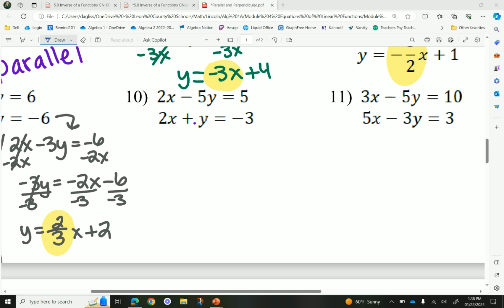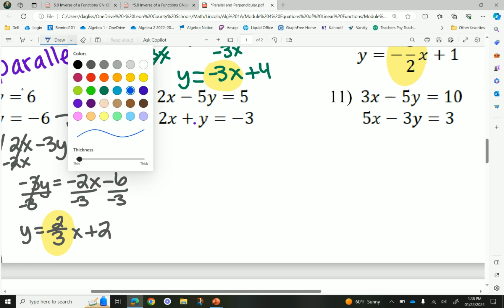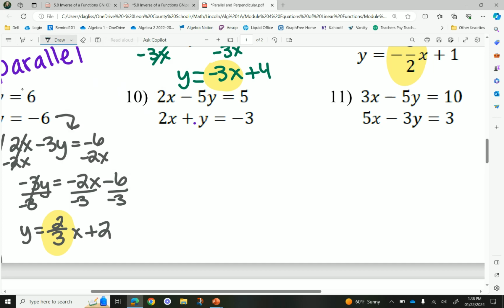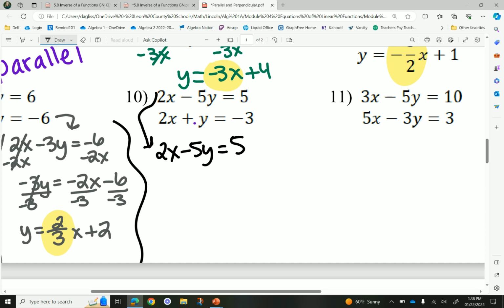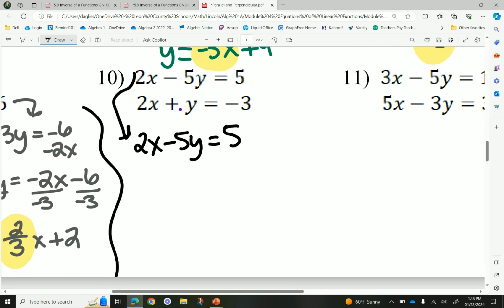Number 10, we have 2x minus 5y equals 5, and 2x plus y equals negative 3. So again, we've got to do some rewriting. My first one, I'm going to rewrite this one. We have 2x minus 5y equals 5. Move the x over. How am I going to move 2x to the other side? Subtract it, yes. So we move it to the other side, up front. So this becomes negative 5y equals negative 2x with a positive 5.